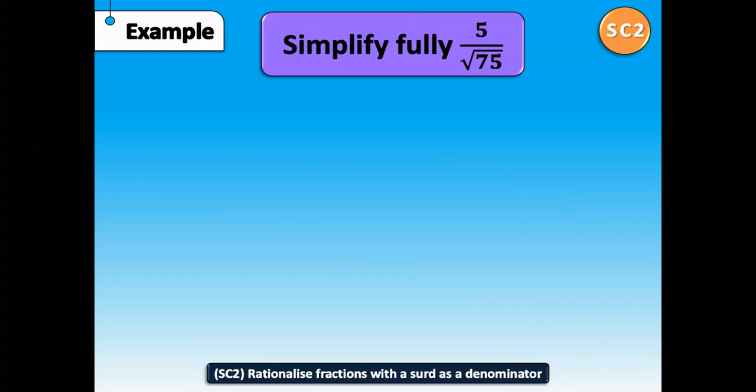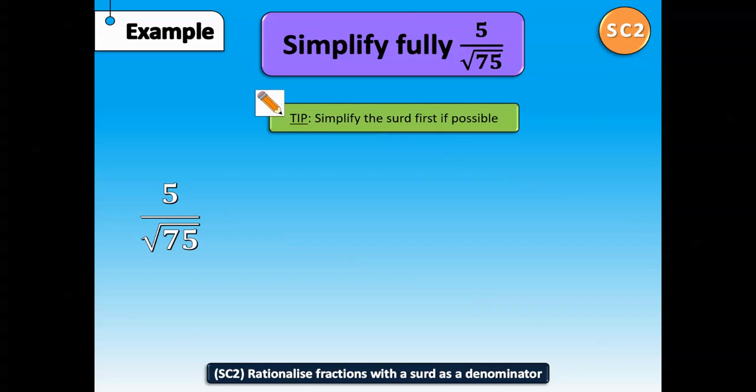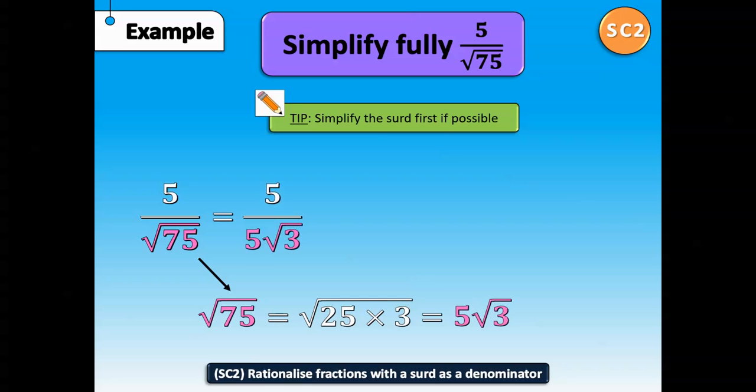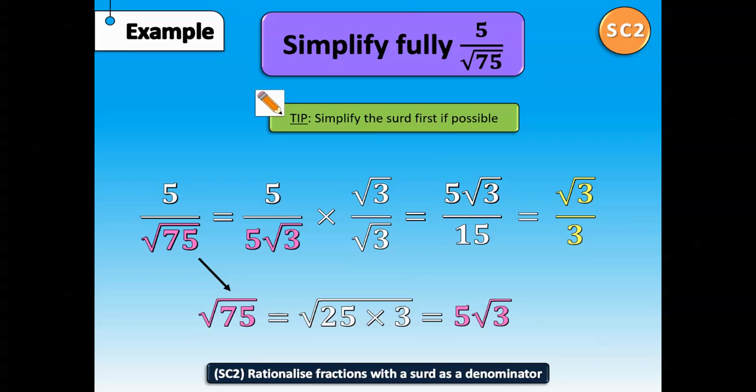This time we want to simplify fully 5 over root 75. We can simplify root 75 to 5 root 3. Then we times the top and the bottom of the fraction by root 3. This gives us 5 root 3 on top, and root 3 times root 3 is 3, times by 5 would be 15. Then we can divide the top and the bottom of the fraction by 5. So our final answer is root 3 over 3.